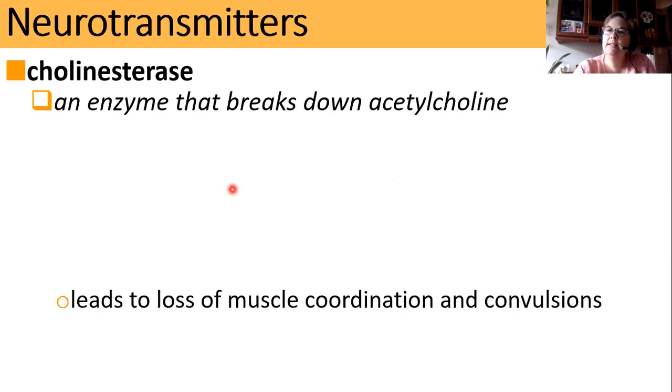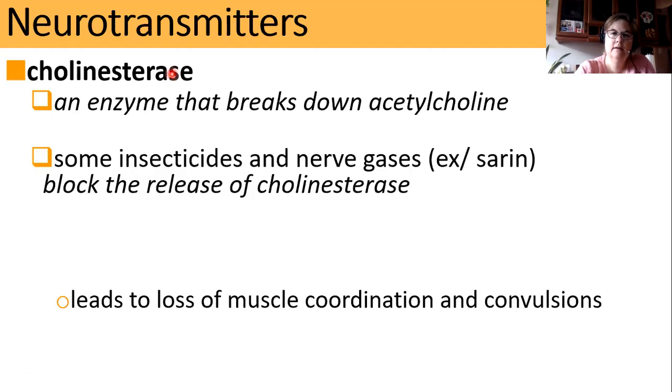Cholinesterase. So I said there's enzymes that break down neurotransmitters. Cholinesterase is the only one that you need to know. It is an enzyme that breaks down acetylcholine. Some insecticides and nerve gases, so an example of a nerve gas like this is sarin, blocks the release of cholinesterase. Now this is a problem, okay?